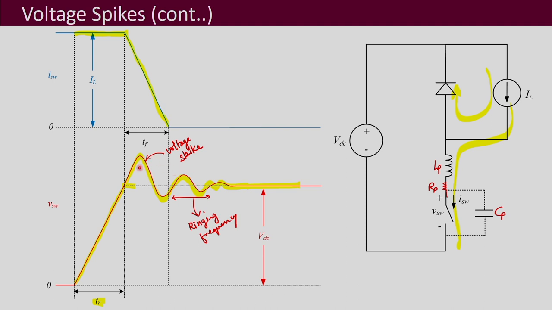So, usually this frequency is very high, and so when you observe it in an oscilloscope, what you will be observing is a spike, and not these ringings unless you zoom in. So, what you will be observing in your oscilloscope is something like this, a voltage waveform. So, that is your voltage spike, and this is the off time period of the device.